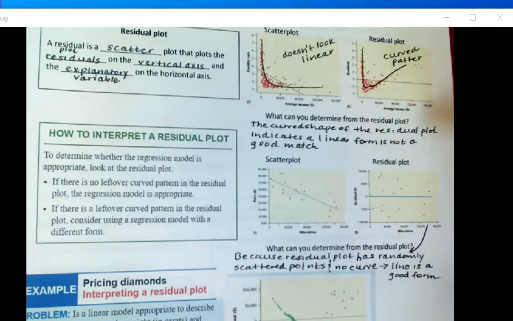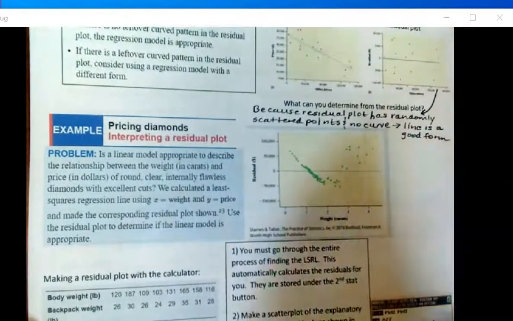Now, the good thing is your calculator. I'm going to show you how to put this in the calculator and it'll do the residual plot for you. All right, so we got one more example.